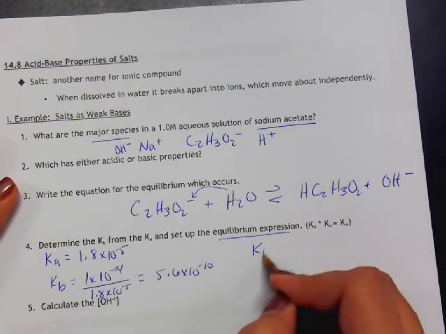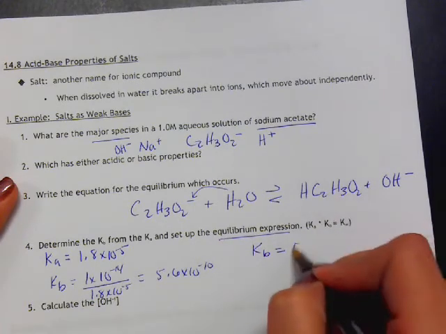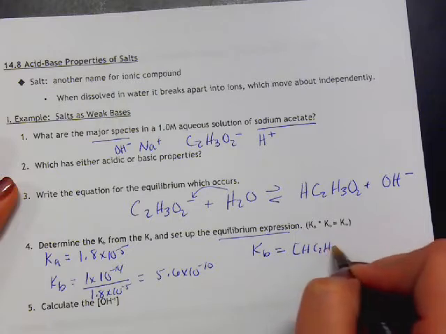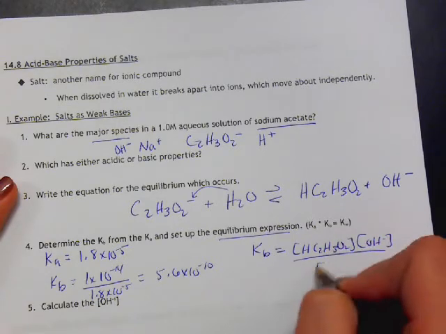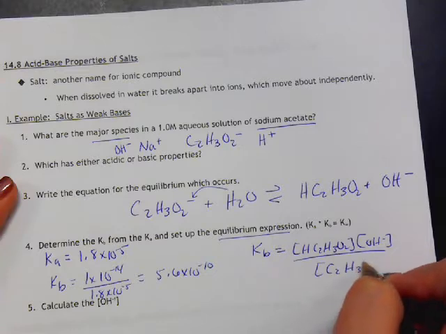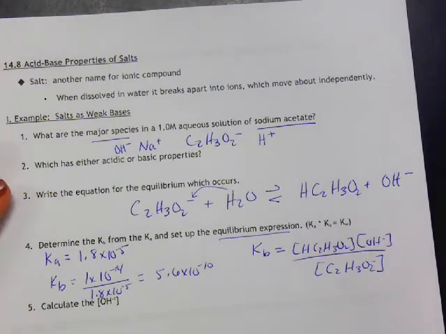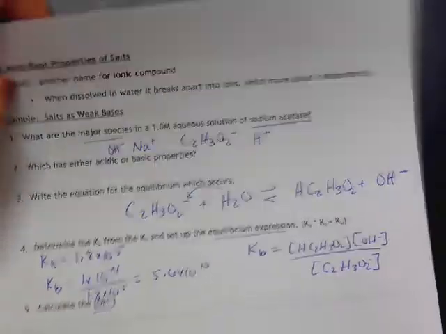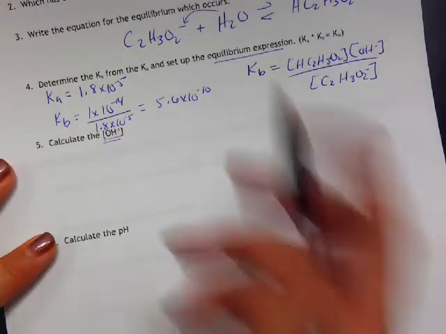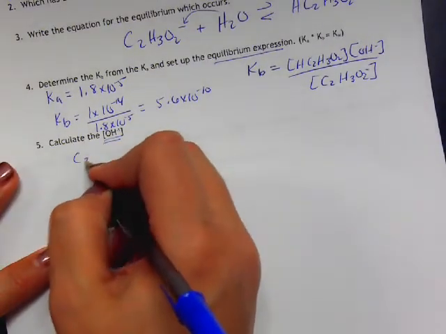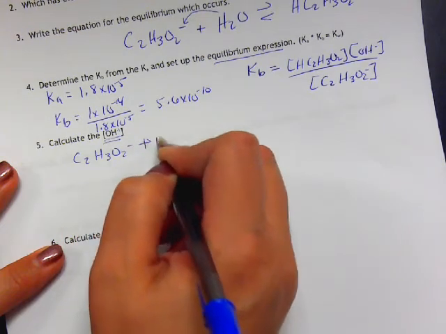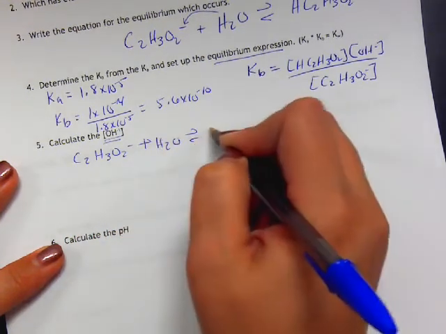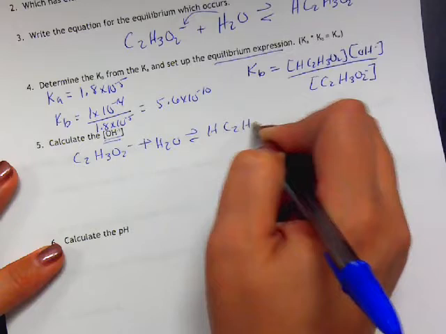Then we want to set up our equilibrium expression. So our Kb is equal to our acid concentration times our hydroxide concentration divided by our acetate ion. Right, so now we want to calculate our hydroxide concentration. So in order to do that, we want to set up our ICE chart. So we'll rewrite our equation here so we can make our ICE chart.